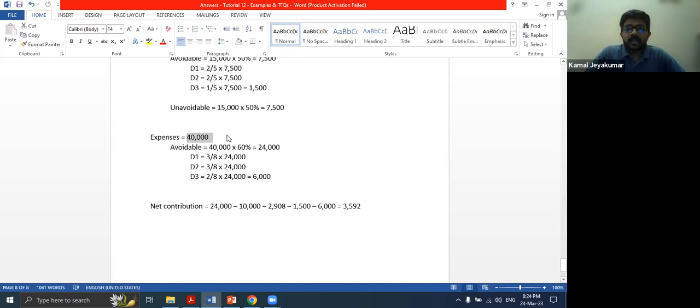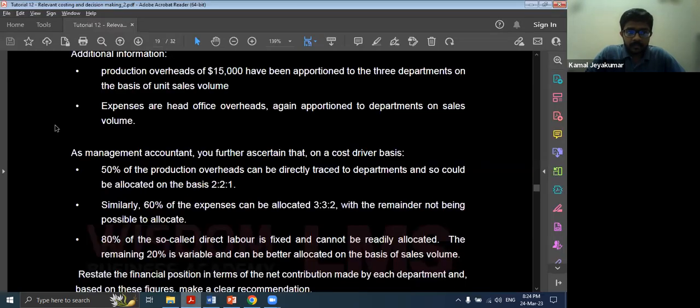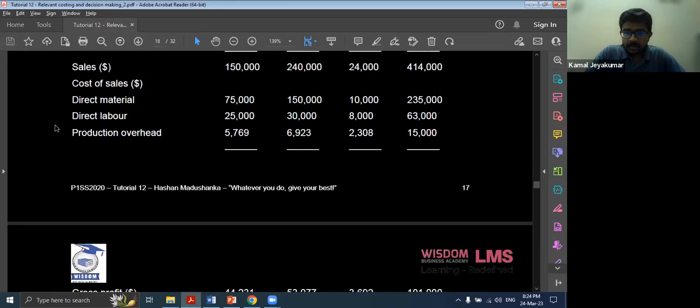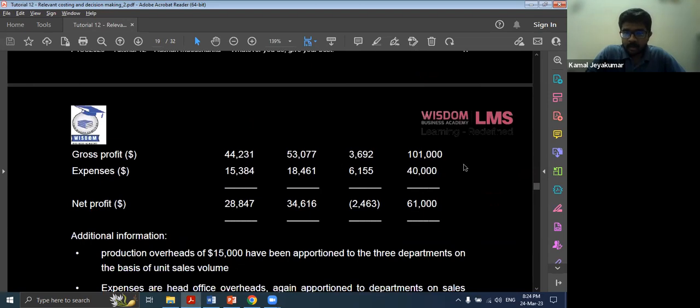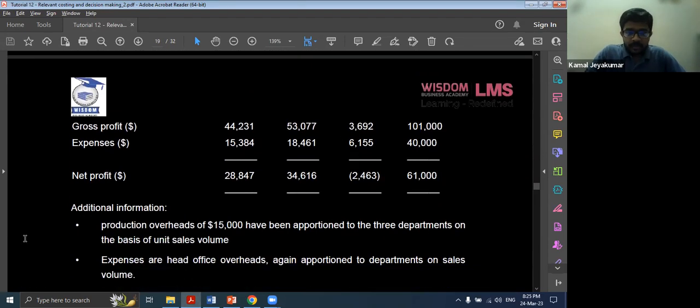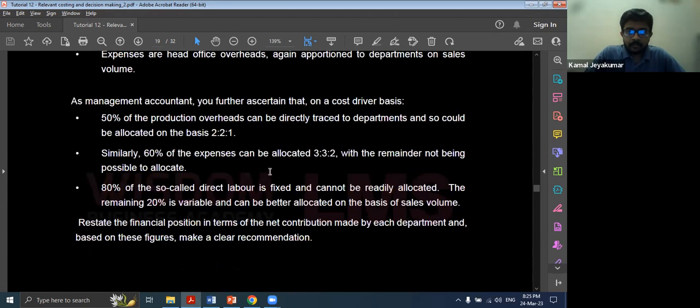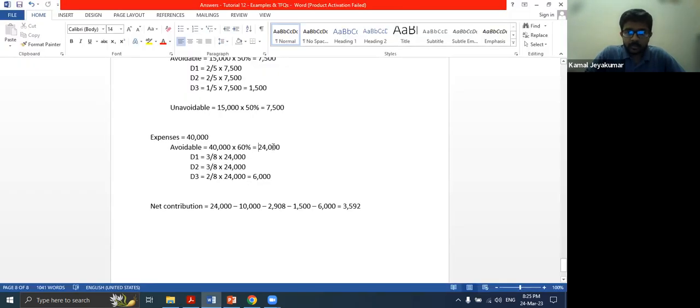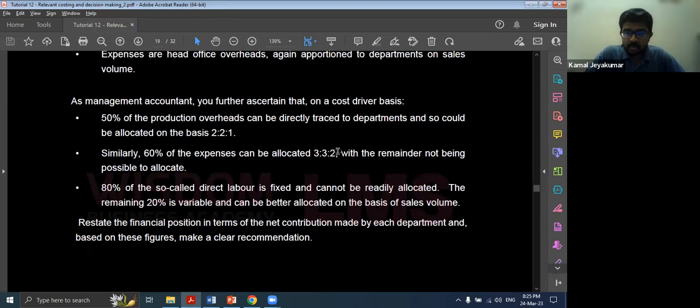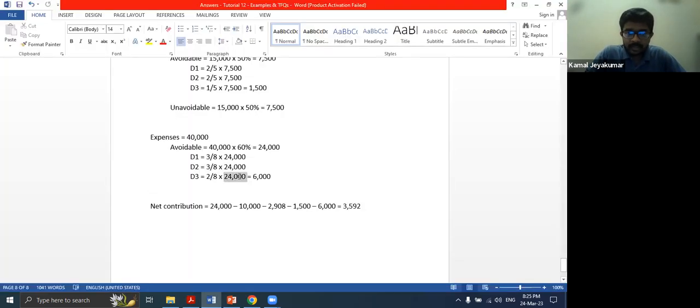Out of the 40,000 expenses, 40,000 is the total expenses that are incurred. Out of this, 60% is 24,000 that can be avoidable, directly allocated to departments on a 3:3:2 basis. So for department 3, 3:3:2 means 3 plus 3 plus 2 is 8. You divide this by 8 and multiply it by 2, which is the portion that is allocated to D3. It's 6,000.